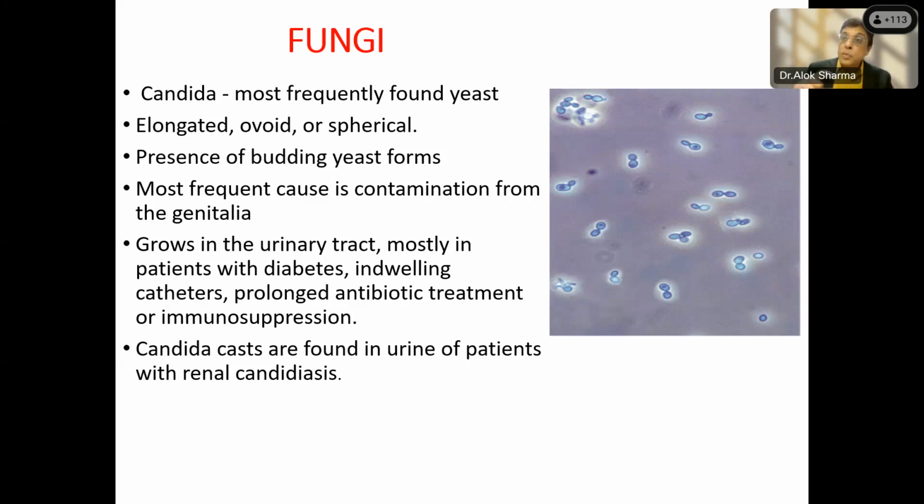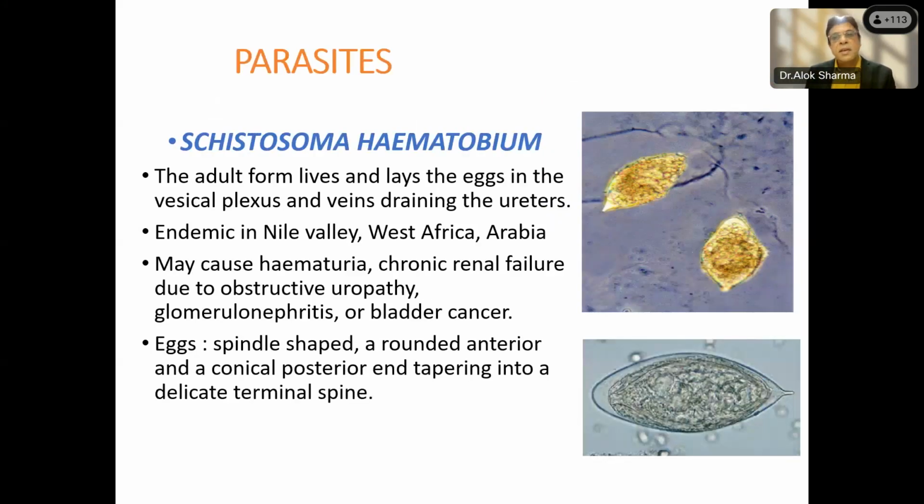And if you see them in a cast, then again, whenever you see certain things as a part of a cast, they have more clinical relevance. So you can find candida casts in patients with renal candidiasis. The patient has candidiasis in the urine, and when those pass through the tubular epithelium, they get embedded in the Tamm-Horsfall protein casts and appear as candida casts in urine. So they are a very strong indicator of renal candidiasis.